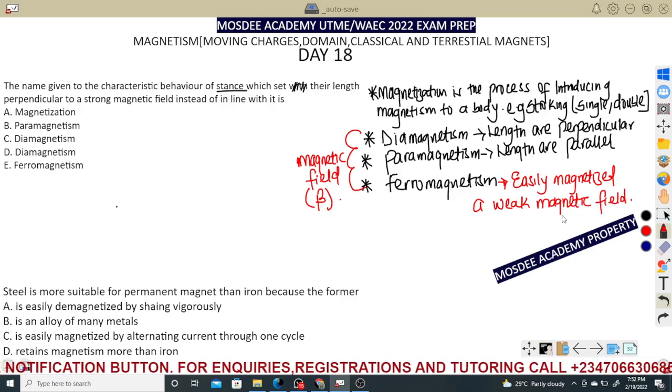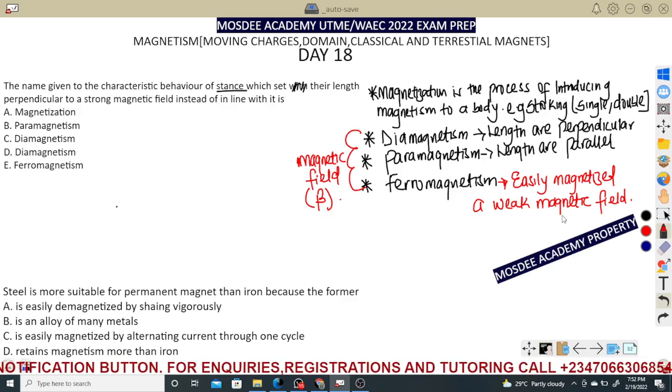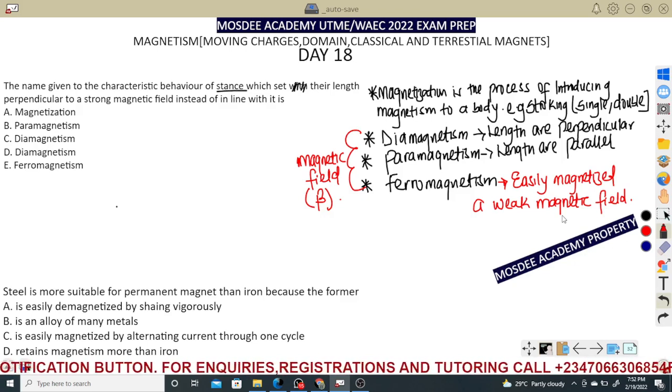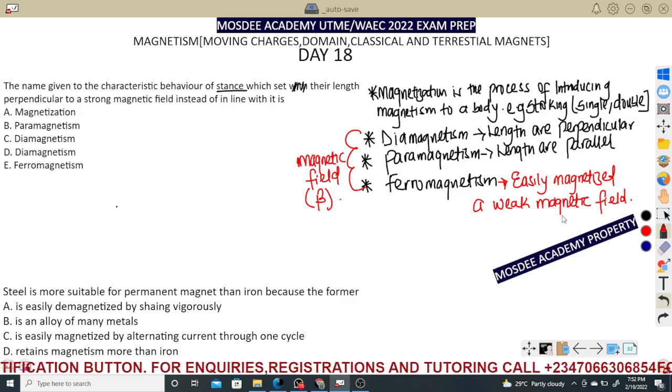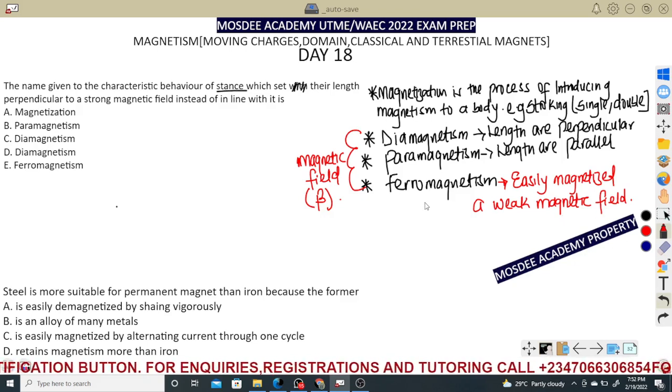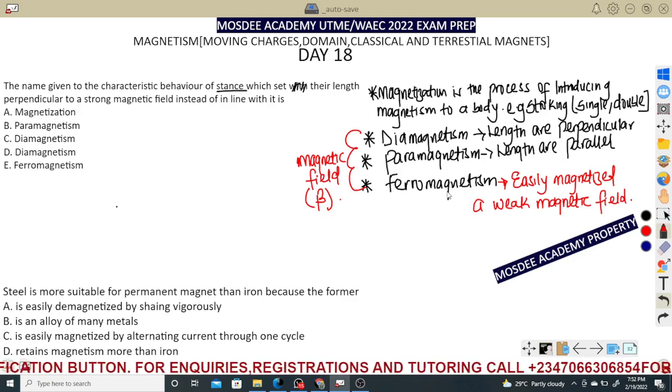Like I said, it's not needed for you. I'm not here to show that you need to know this or that. I'm here to only focus on what you need to know with respect to your level, because it's just UTME and WAEC. So there is a classification of substances or elements that we call ferromagnetic elements.